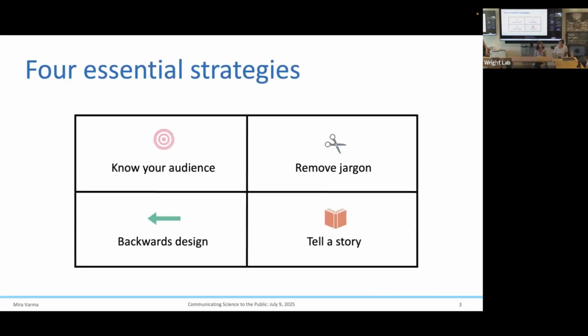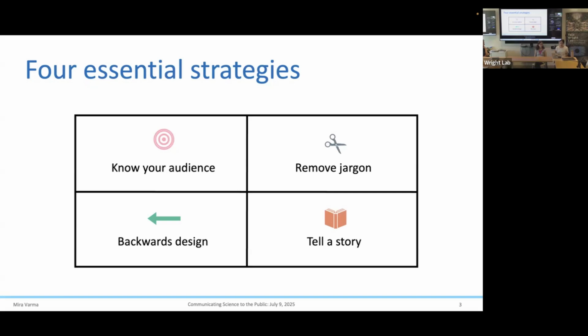So when communicating science to a general public, there are 4 essential strategies that I just wanted to briefly go over. Those are to know your audience. Different ages of people and backgrounds of science will require different types of explanations, and it's important to be aware of that and also try to remember what you knew at that stage of your life so you don't over-explain.